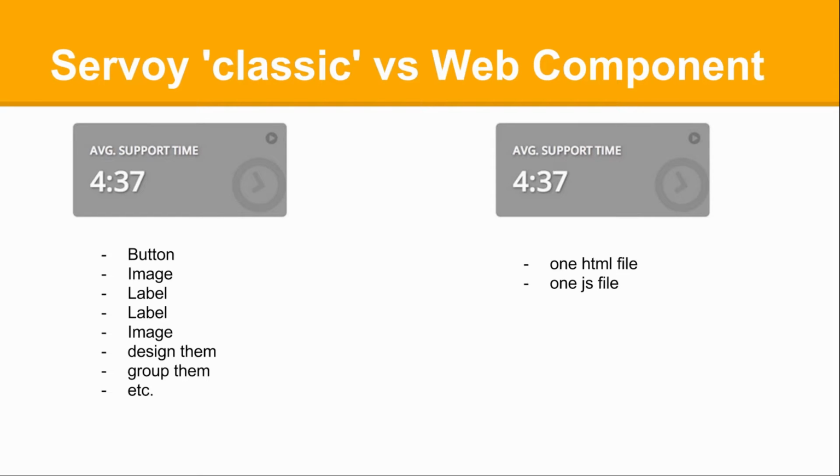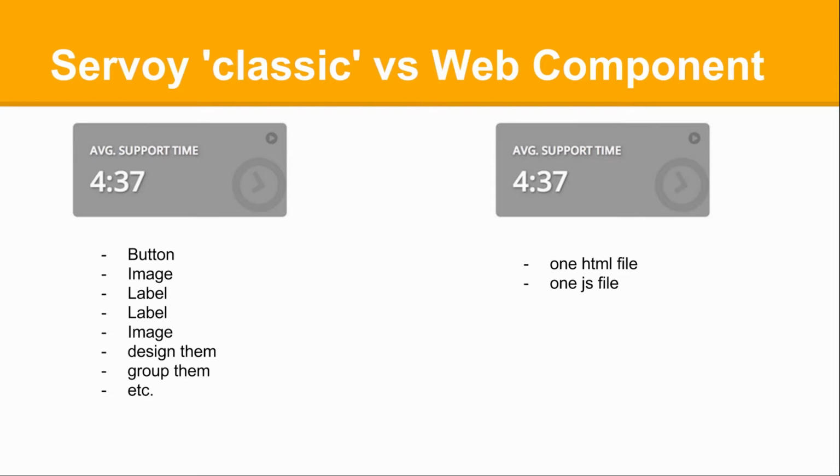So in Servoy 7, if you'd like to create the component that we're looking at now, you'd have to create a button, you'd have to create an image on top of that, a label to display the time, another label to display the text above, another image that displays the icon. Then if you design all of those, then group them, and so on. In Servoy 8, all of this goes away, and you can create one component that contains all of this behavior. So it's much easier to create your own custom components versus relying on what Servoy provides out of the box.